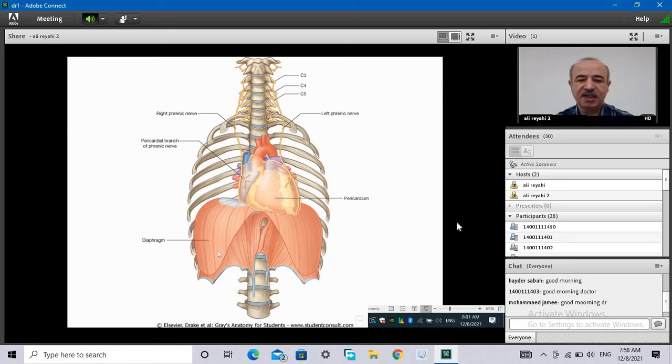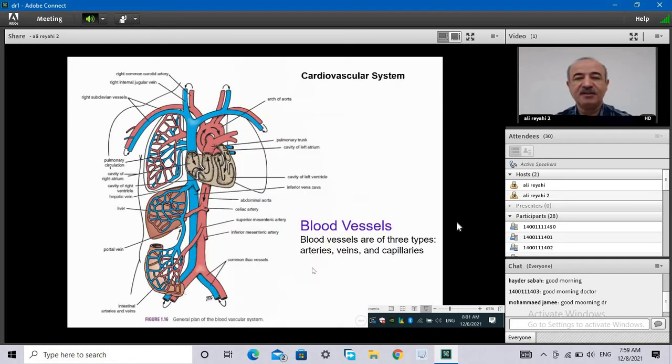And in this picture you can see the diaphragm. The diaphragm is a broad muscle that separates the chest and abdomen. It's important for respiration.